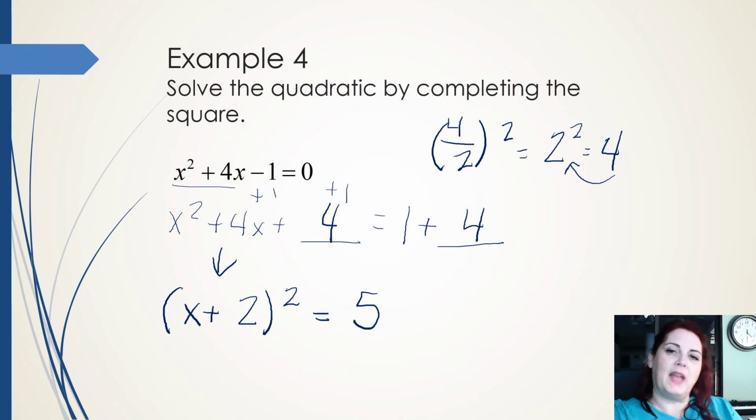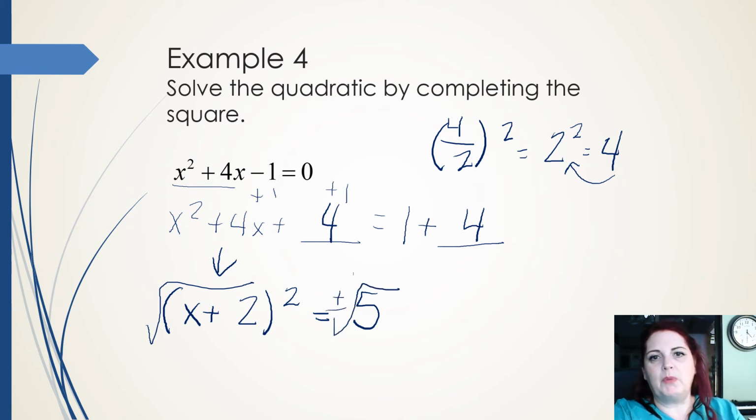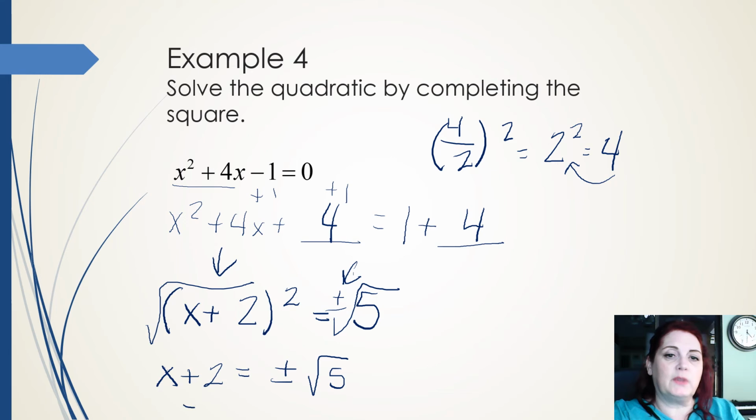Now we're going to go back and apply that square root property. So we're going to take the square root of this side and the square root of this side. But remember, we need to have that plus or minus there. So we get x plus 2 is equal to positive or negative square root of 5. Well, we want to know the solution for x, so let's subtract 2 from each side. And we're going to have x is equal to negative 2 plus or minus the square root of 5.